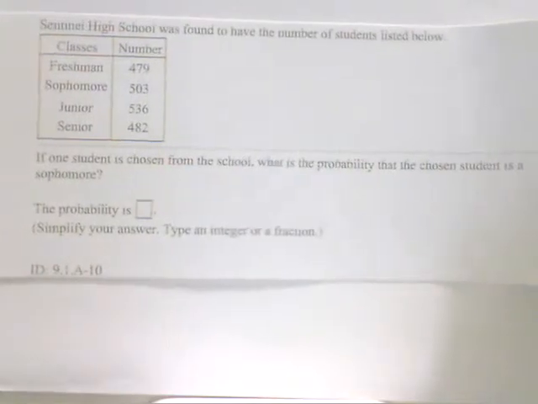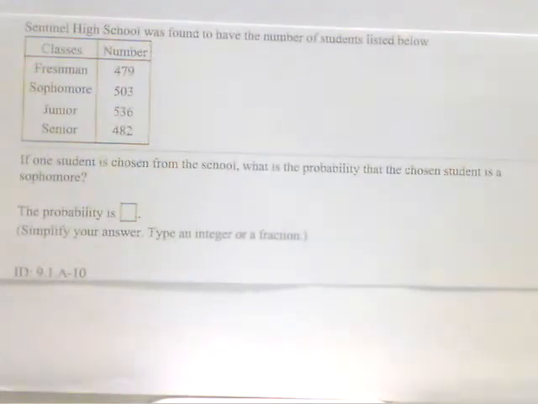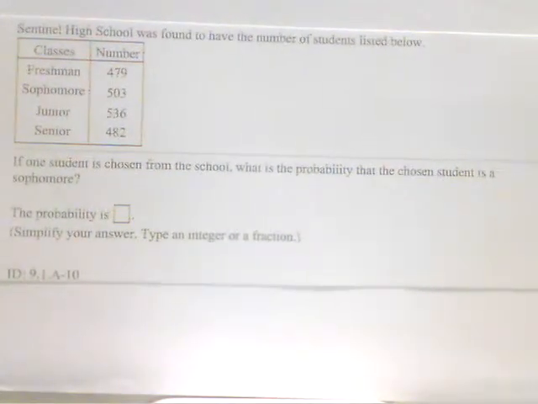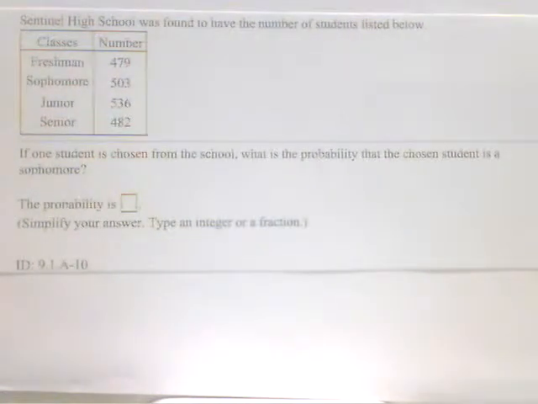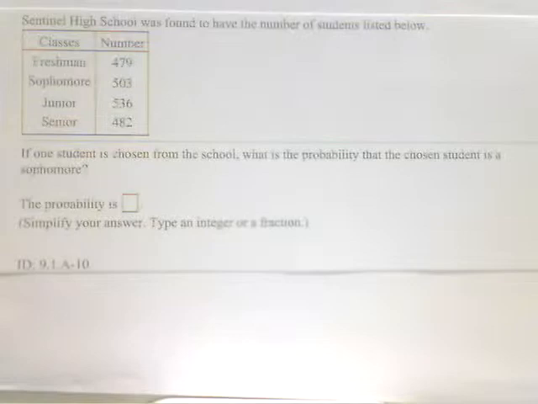All right, the next problem is this. Sentinel High School was found to have the number of students listed below. There are 479 freshmen, 503 sophomores, 536 juniors, and 482 seniors. If one student was chosen from the school, what is the probability that the chosen student is a sophomore?